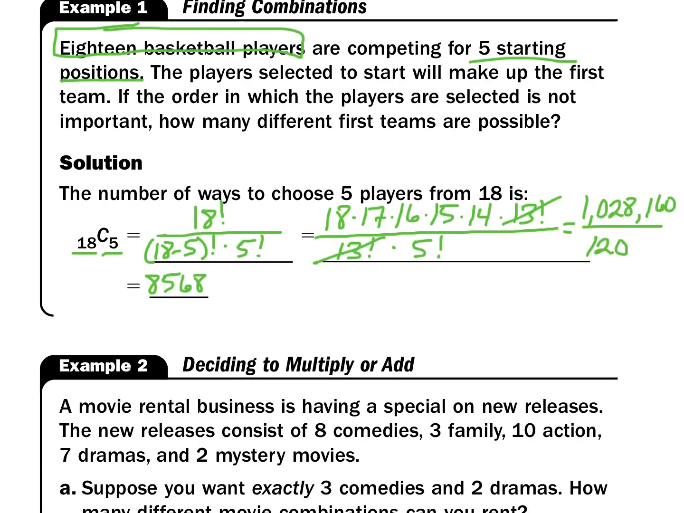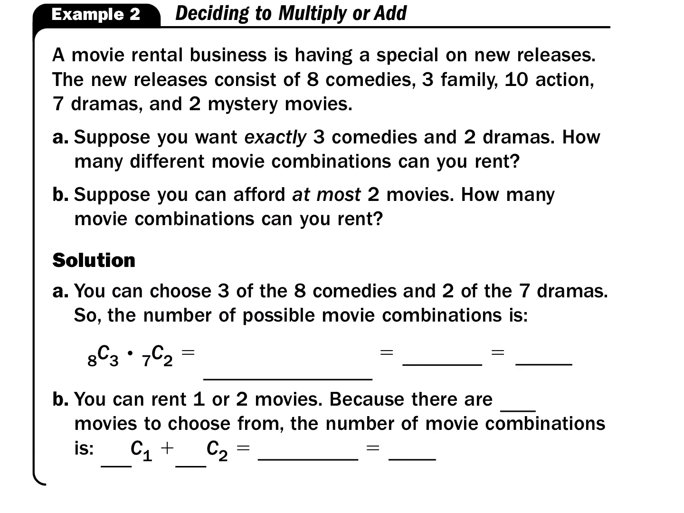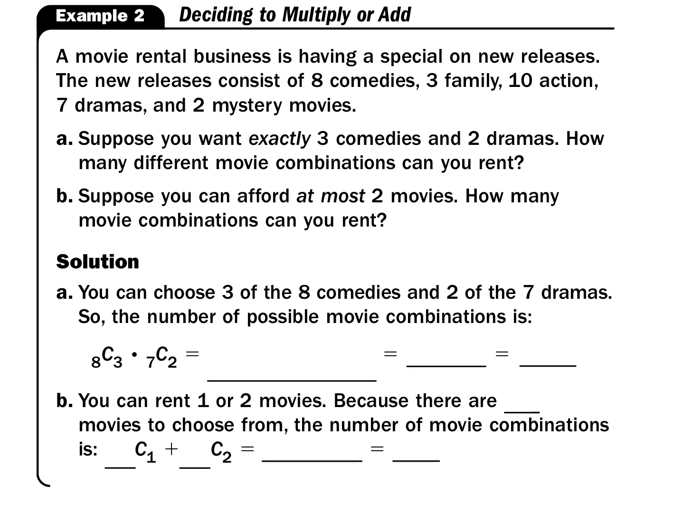Now, when we have more than one thing going on, we may have to multiply if we're talking about an and situation, or we're going to add when it's an or situation. So we have a bunch of new releases coming out at this video rental place. We've got 8 different comedies, 3 different family movies, 10 action movies, 7 dramas, and 2 mystery movies. So A says, suppose you want exactly 3 comedies and exactly 2 dramas. How many different movie combinations can you rent?